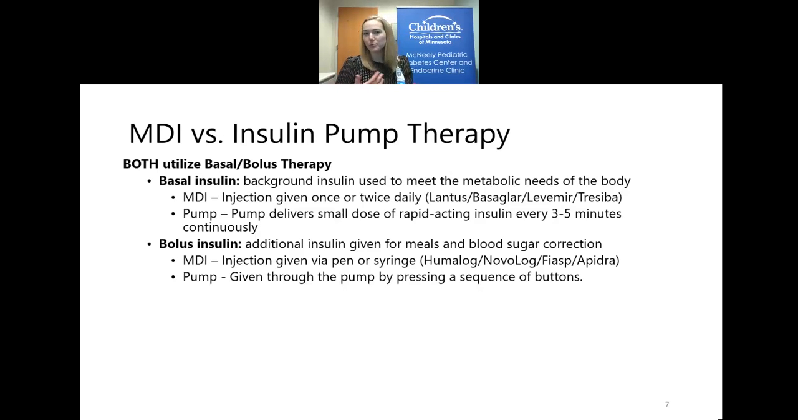We usually use Humalog or Novolog in pumps. Fiasp and Apidra can be a little finicky with pumps, so if you are a Fiasp or Apidra user, please let us know so we can help guide you to figure out which pump will work for you. With the pump, for your bolus insulin, you pull your pump out and go through a sequence of buttons. You're able to deliver that meal bolus or correction bolus.